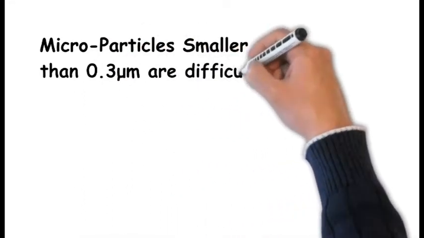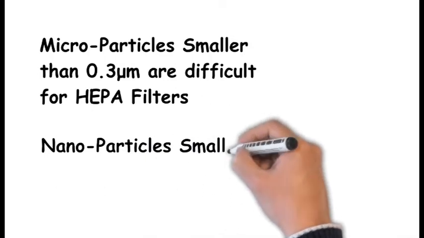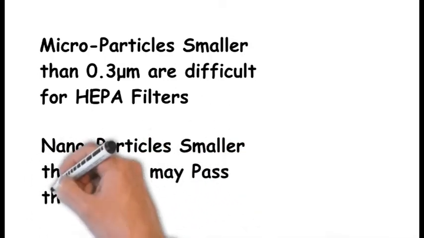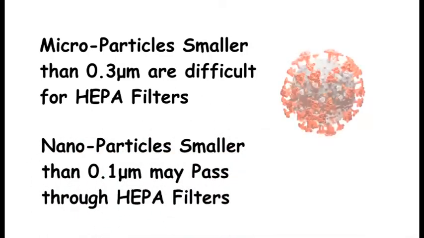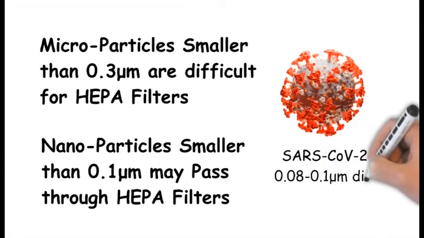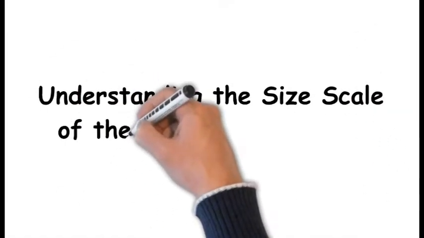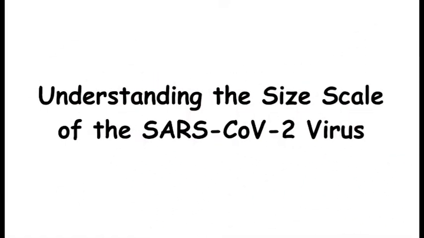Microparticles smaller than 0.3 microns are difficult for HEPA filters, and nanoparticles smaller than 0.1 microns may pass through HEPA filters. The SARS-CoV-2 virus is estimated between 0.08 and 0.1 microns in diameter. Let's take a moment to understand the size scale of the SARS-CoV-2 virus.